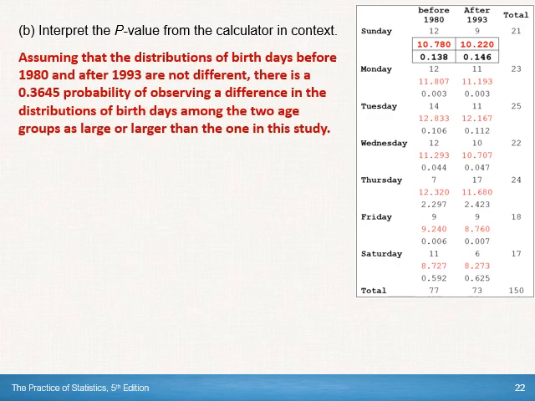Okay, so assuming the distribution of birthdays before 1980 and after 1993 are not different, in other words, the null hypothesis is true, there's about a 36% chance or 36% probability of observing the difference in the distributions among the two age groups as large or larger than the one we found in this study.